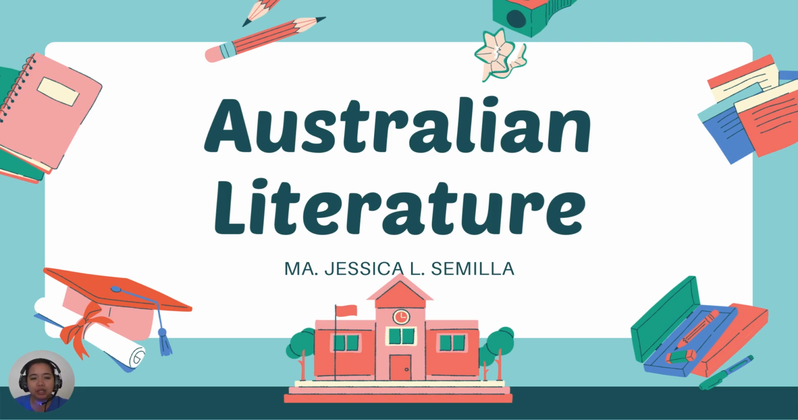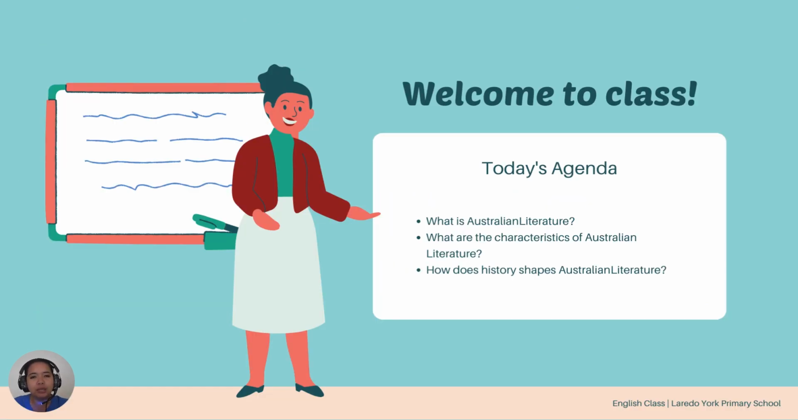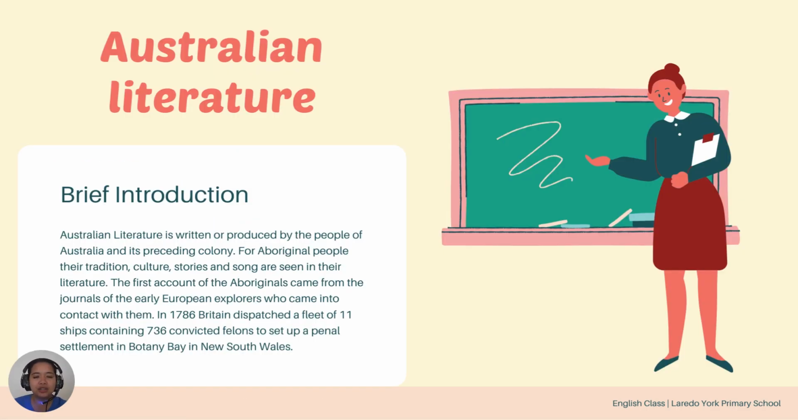At this point in time, we'll now be moving to another place to talk about, which is Australian literature. As we move on to our lesson, we're going to be dealing with the following. First is what is Australian literature. Second, of course, is what are the characteristics of Australian literature and what are the thematic topics in their literary works. And the third one is how does history shape Australian literature. So let's have first an introduction about Australian literature.